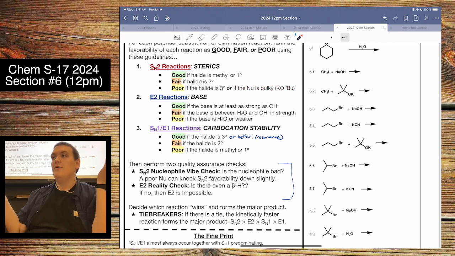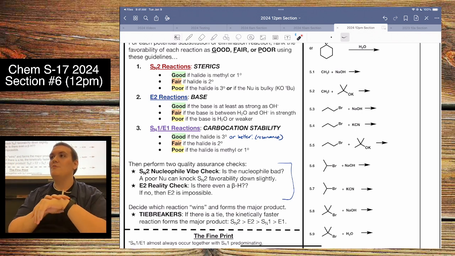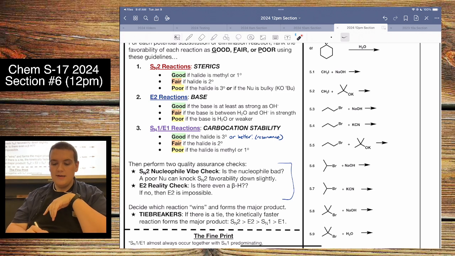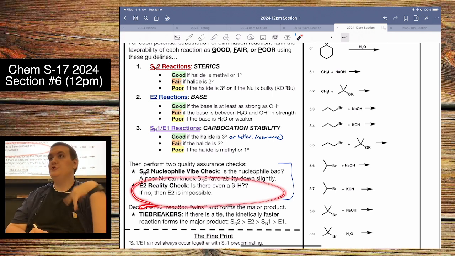If you have some other thing that's not as good of a nucleophile, it's probably going to have an effect, but it might go from like fair to fair minus. It's not going to automatically bump it down to poor. The other one is an E2 reality check. Do you have a beta hydrogen? Can it be anti-periplanar?